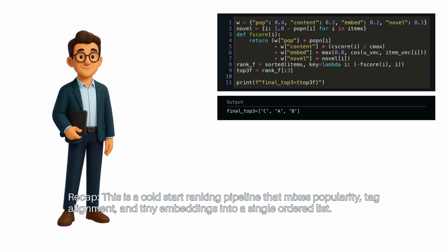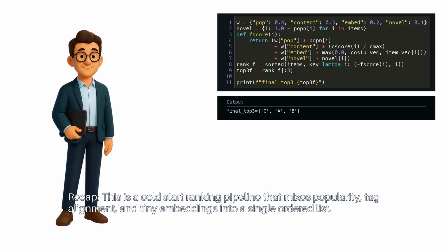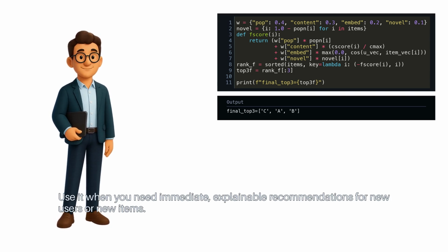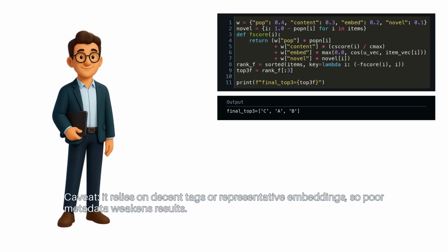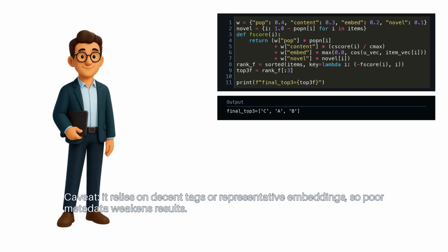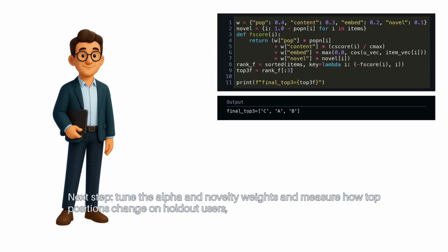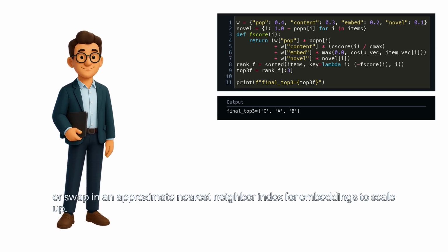Recap. This is a cold start ranking pipeline that mixes popularity, tag alignment, and tiny embeddings into a single ordered list. Use it when you need immediate, explainable recommendations for new users or new items. Caveat: it relies on decent tags or representative embeddings, so poor metadata weakens results. Next step: tune the alpha and novelty weights and measure how top positions change on holdout users. Or swap in an approximate nearest neighbor index for embeddings to scale up.